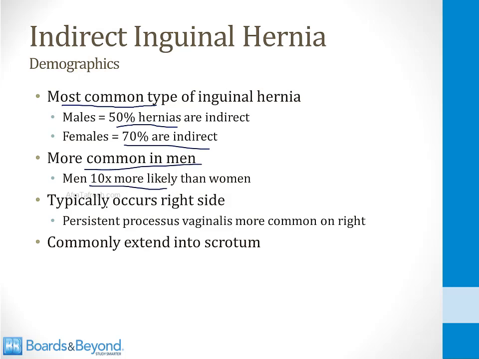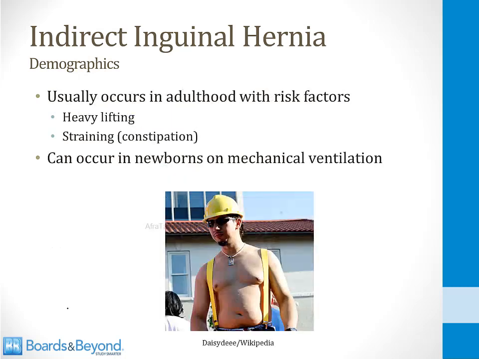They typically occur on the right side of the body. It's believed that a persistent processus vaginalis is more common on the right for unknown reasons. And commonly they extend into the scrotum, and this is easy to understand because they are following the path of the spermatic cord. Even though indirect hernias occur as a result of a congenital defect, the hernias themselves usually don't develop until adulthood. That's because it takes years and years of bearing down on the contents of your abdomen to finally push a piece of bowel out through that patent processus vaginalis.